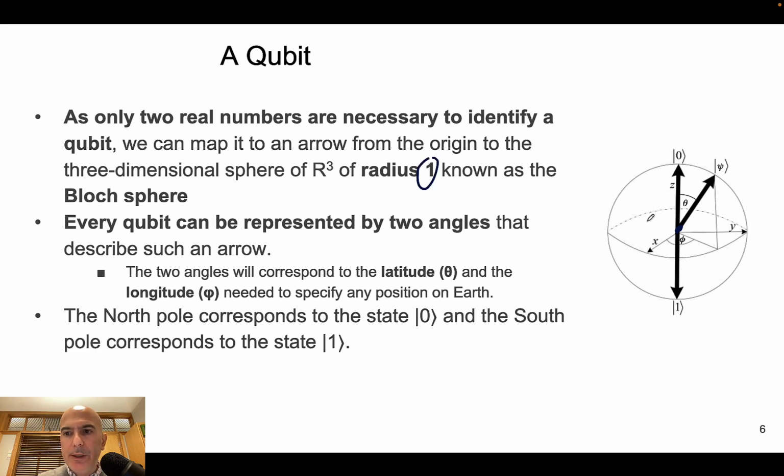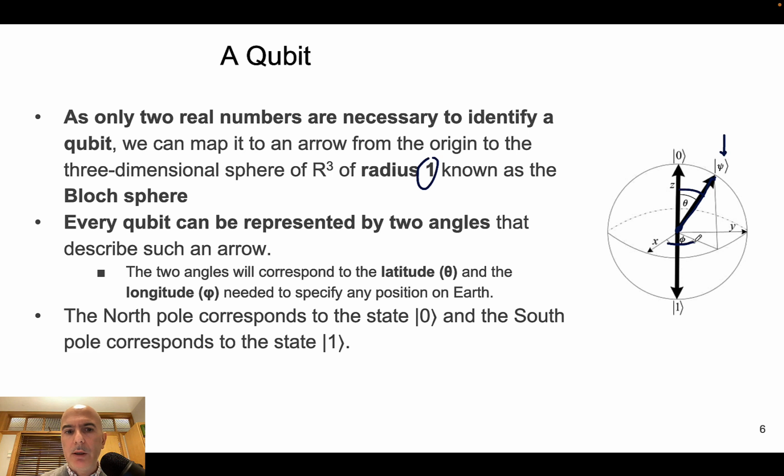And this is called the Bloch sphere. So we can represent any quantum state psi as an arrow that is going from 0, the origin of our sphere, to radius 1 here, and then we just need 2 angles, as I said before, the angle theta and the angle phi. So it's very important that we can represent every qubit by just using two angles.